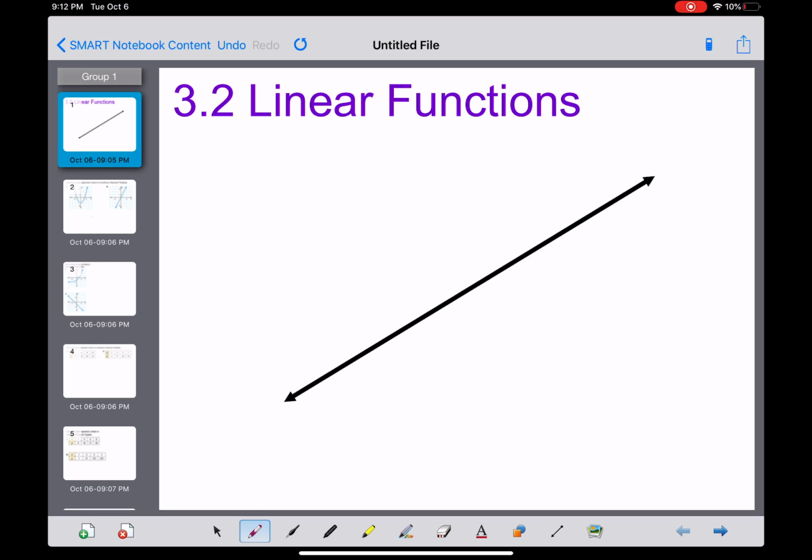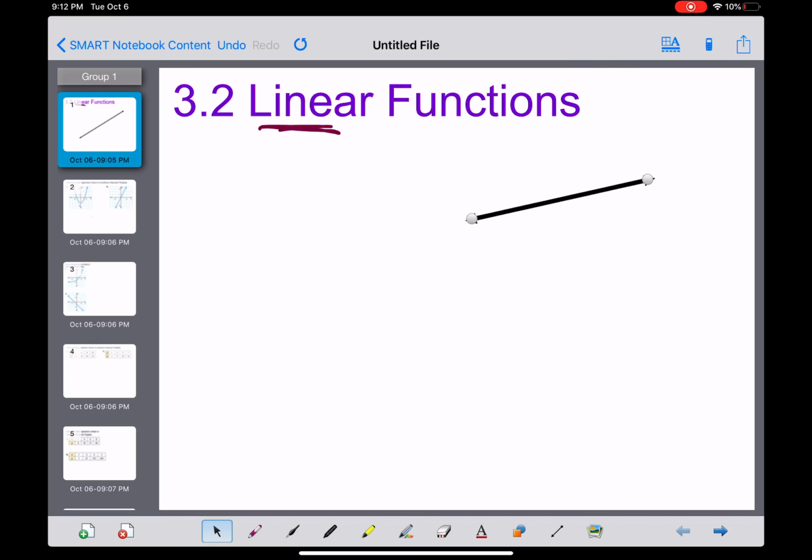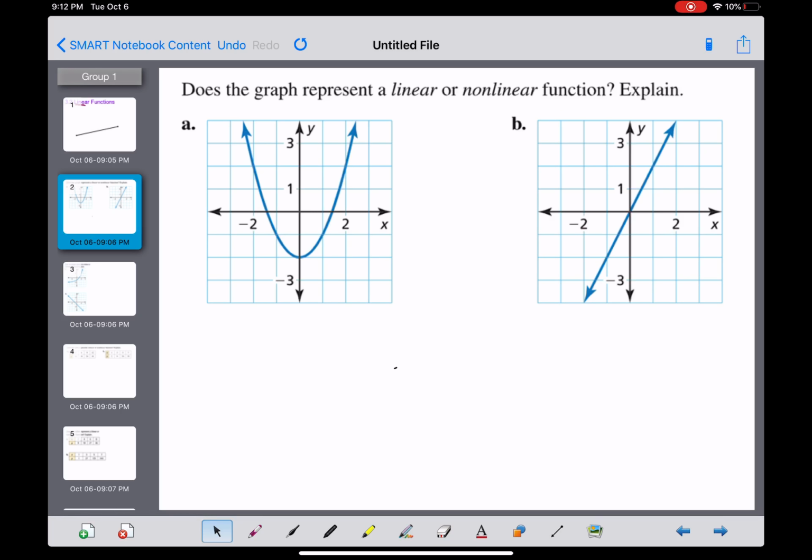3.2 is going to cover linear functions, and within the word linear is line. So yes, we're going to be looking at graphs, data, and relations, and determining if it is going to create a line or if it's not. So our first example is simply a graph.